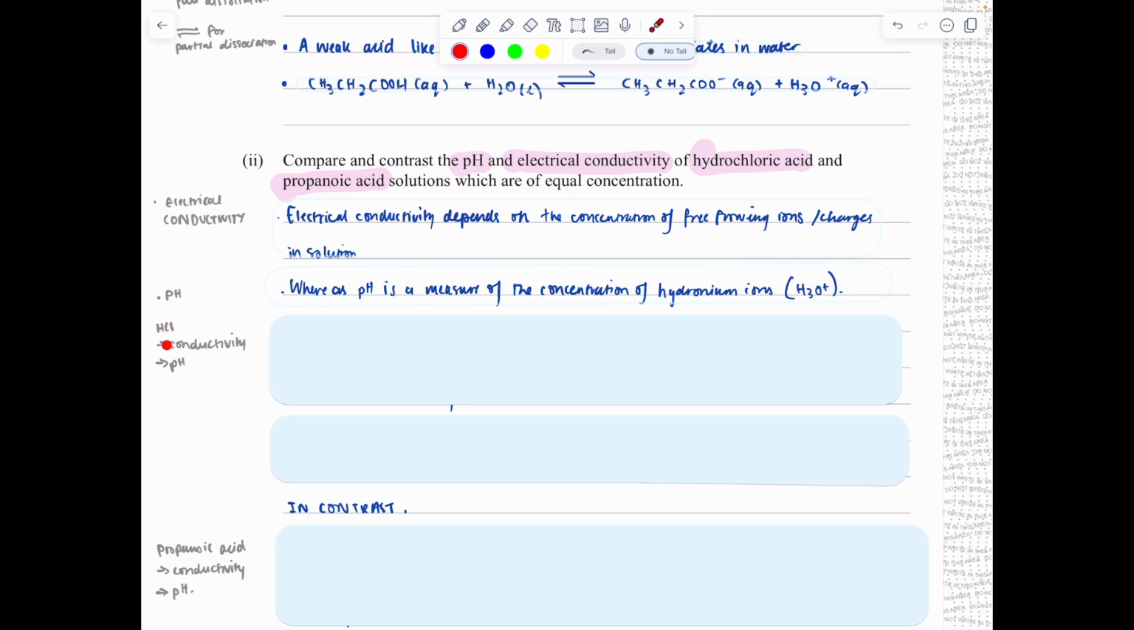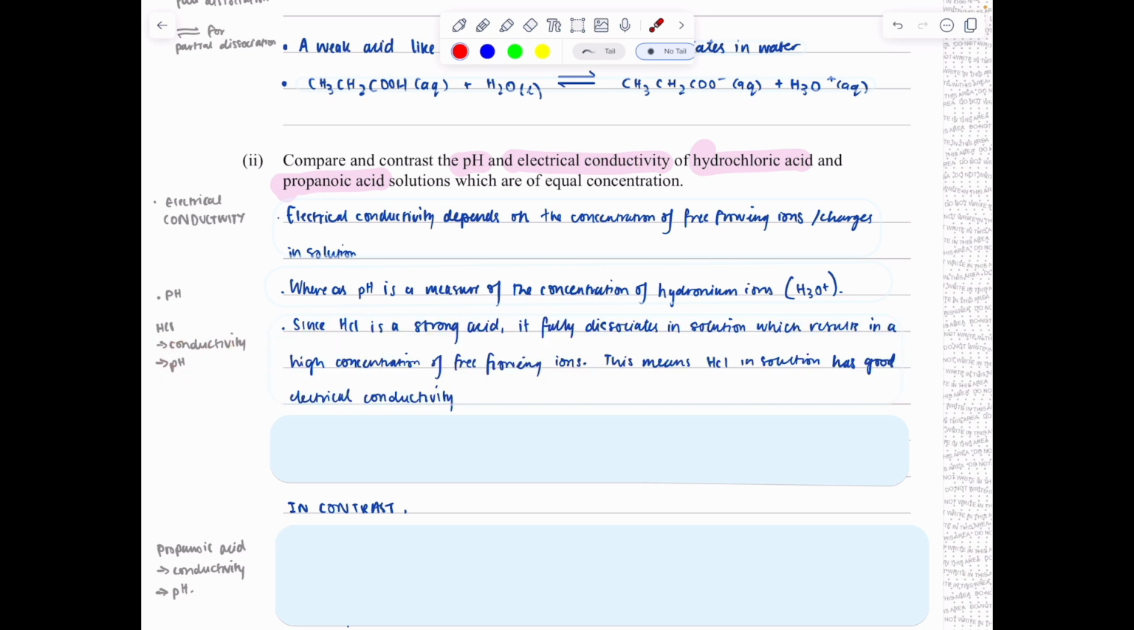So let's look at HCl, and then we also have to link HCl to conductivity and pH, as I've indicated over here. Since HCl is a strong acid, it fully dissociates in solution, which results in a high concentration of free-flowing ions. Dissociation means to break apart, and so because HCl is a strong acid, it fully breaks apart, which means there are more free-flowing ions. There's a higher concentration of them. This means that HCl in solution has good electrical conductivity.